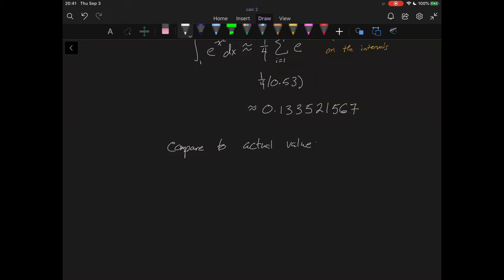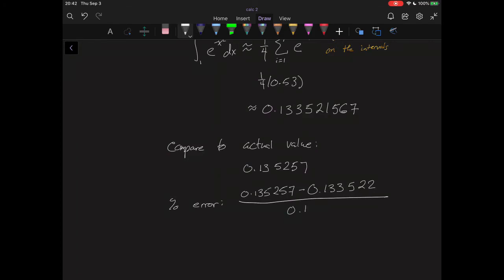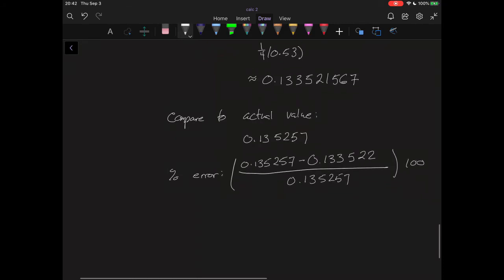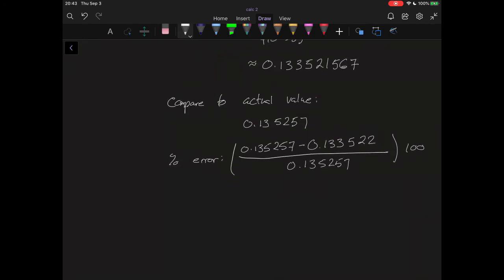Okay. Now let's compare our approximation to the actual value. Our actual value is 0.135257. So let's do a small percent error approximation. We know it's the actual, 0.135257, minus the estimate, 0.133522, just to keep consistent with the number of decimal places, over the actual, 0.135257, all times 100. And doing our approximation, we get a 0.03% error.